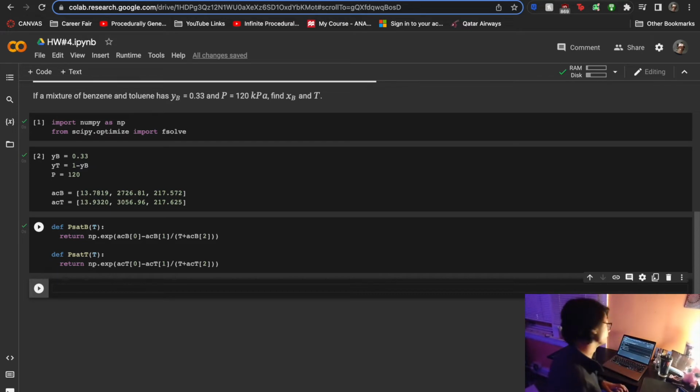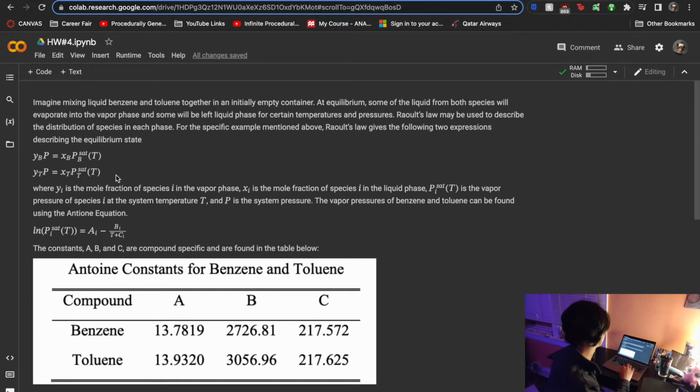Now what we want to do is create a function that calculates our Raoult's law. What I want to do with this function is bring everything to one side and have the other side be 0. One thing we notice here is that we already know the mole fraction of benzene in the vapor phase. We know the mole fraction of toluene in the vapor phase. We know that our pressure is 120.